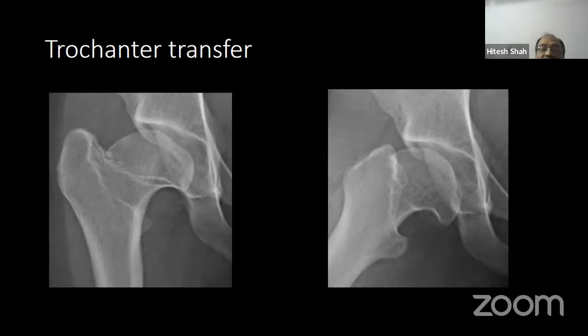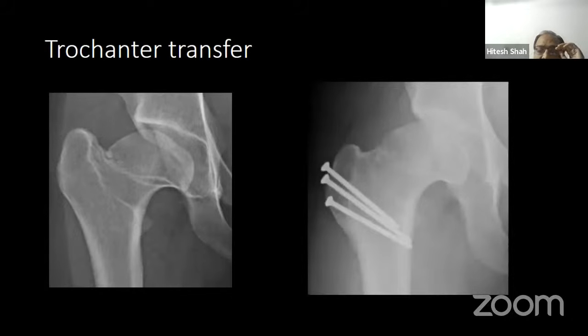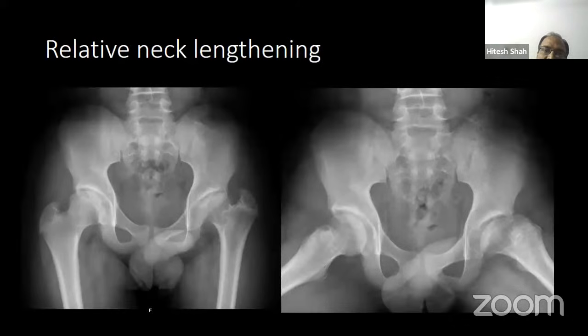So if greater trochanteric overgrowth happens at maturity or after healing, one can decide about treating the greater trochanteric overgrowth. There are three different options for correcting greater trochanter overgrowth. One of the commonest and time-tested historical options is the trochanter transfer. We can cut the trochanter and transfer it distally and laterally and fix it with a cannulated cancellous screw or a cortical screw. The second option would be relative neck lengthening.